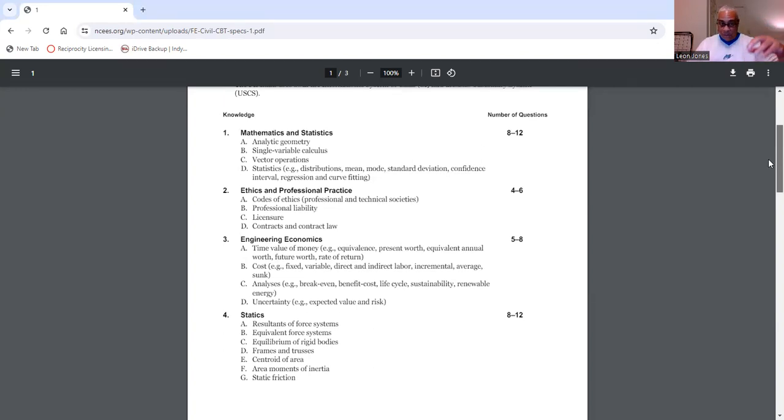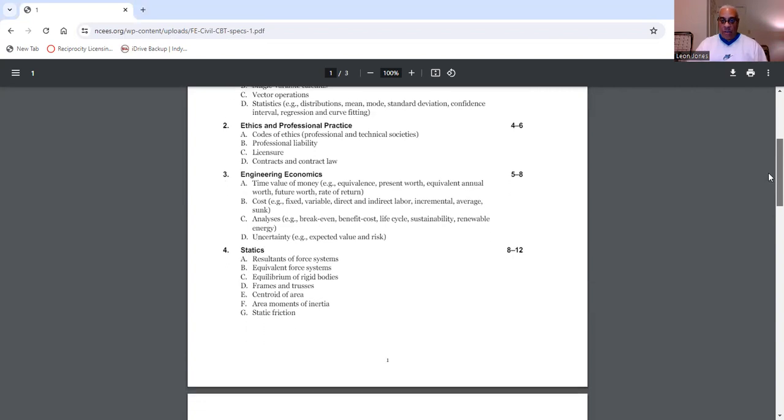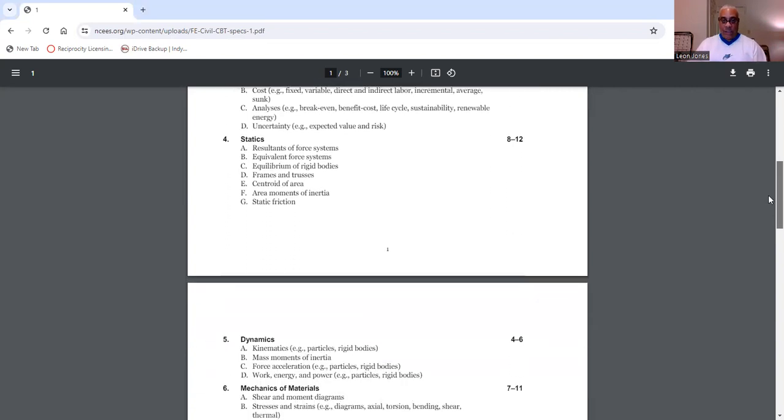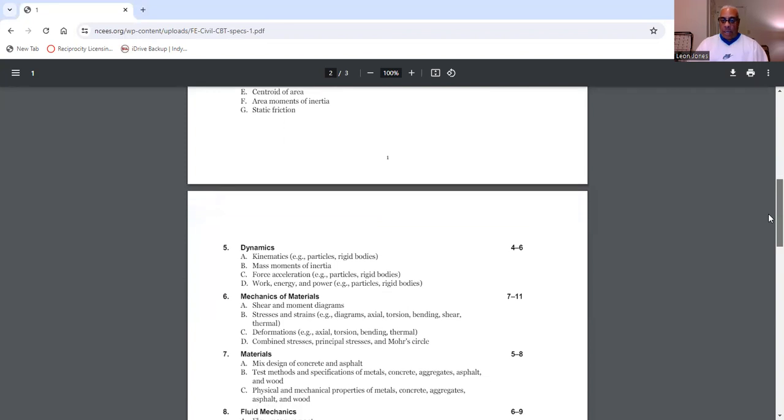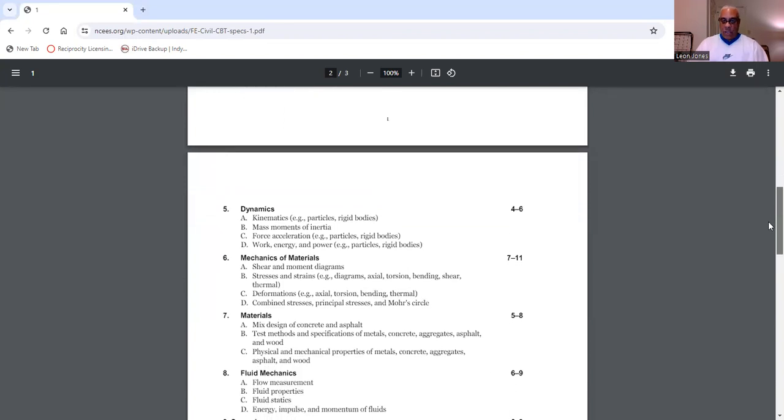Now, this one has engineering economics, whereas the FE environmental, there's no statics. You got to know your statics. You also have to know dynamics. Now, in civil, dynamics really wasn't a necessity because you're not developing or designing any product that actually moves. Everything is static. Now, you are going to need dynamics for mechanical engineering. Now, you have mechanics of materials. You have your regular materials.